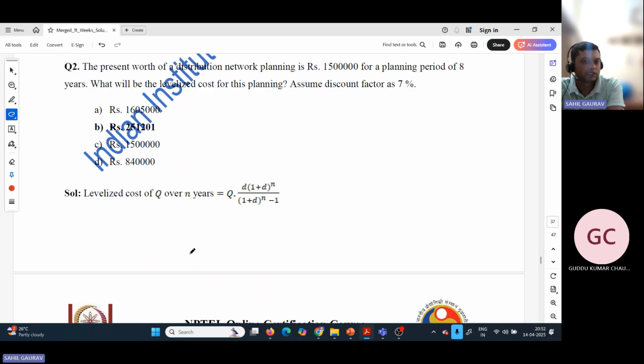So you need to know this levelized value expression: Q equal to levelized cost equal to P into D into (1 plus D) to the power N, upon (1 plus D) to the power N minus 1. Here N is the number of years and Q is the present worth of money. So be careful, Q is the present worth of money.